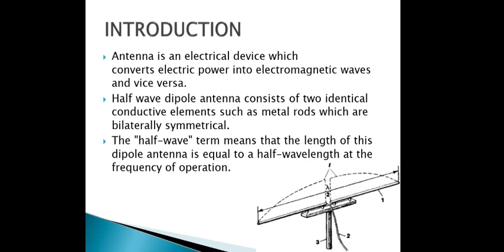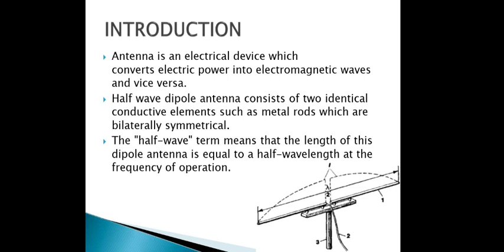You take the relation C = f lambda, and from that formula you find the lambda value. Here, the value of lambda is 1 meter for the operating frequency of 300 megahertz. Therefore, what is the length of this half-wave dipole? 1 by 2, that means 0.5 meters. Like this, you choose the length of the half-wave dipole antenna.